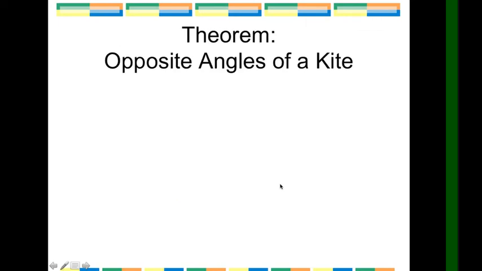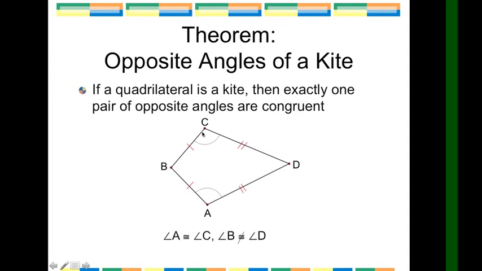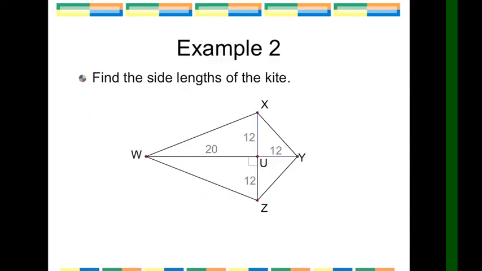Opposite angles of a kite. If a quadrilateral is a kite, then exactly one pair of the opposite angles are congruent. Here, angle A and angle C, ito, obvious naman, angle A tsaka angle C ay congruent. So we have this, but angle B is not congruent to angle D. Okay, let's have this one.